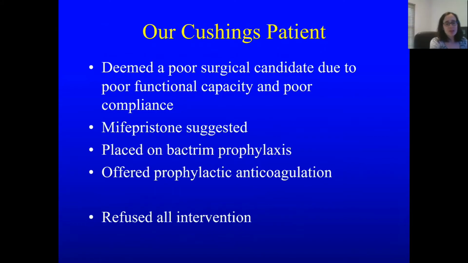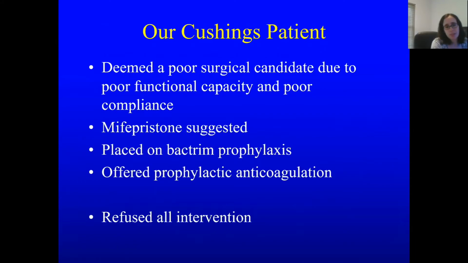Okay, so I should mention, some of you have heard this lecture in the past, but for those who haven't, these are my patients when I practiced in inner city Baltimore. And so the follow-up of these patients, unfortunately, was not ideal. My patient was deemed a poor surgical candidate. She had bilateral macronodular adrenal hyperplasia. So, what were we going to do? Remove both adrenals? I mean, we could have. But she was not a good surgical candidate. She had very poor functional capacity, and she was terribly non-compliant. We were going to use mifepristone as a cortisol receptor antagonist.